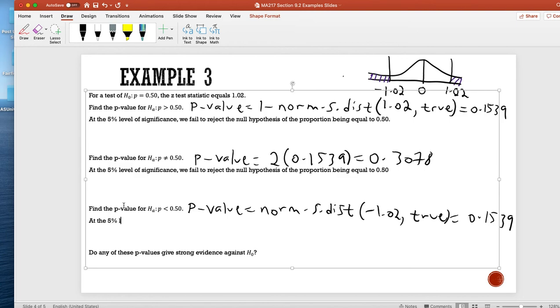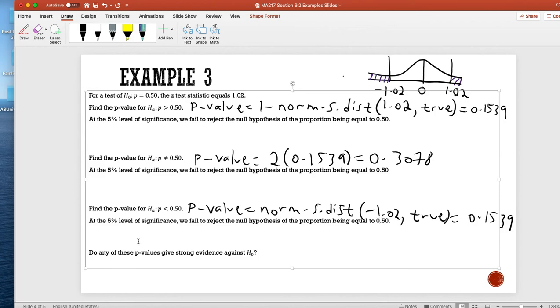And because of that, the conclusion that we have up there is the same conclusion for here, which is that at the 5% level of significance, we fail to reject the null hypothesis of the proportion being equal to 0.50.